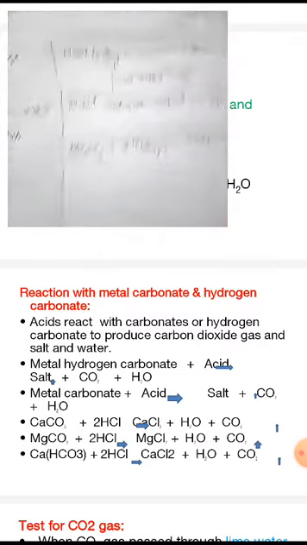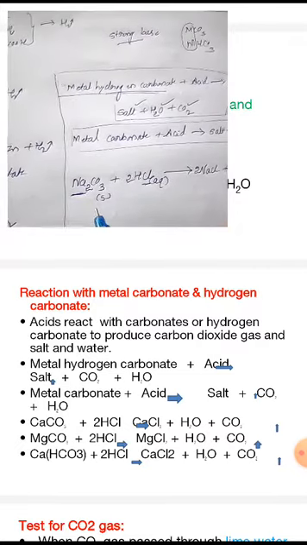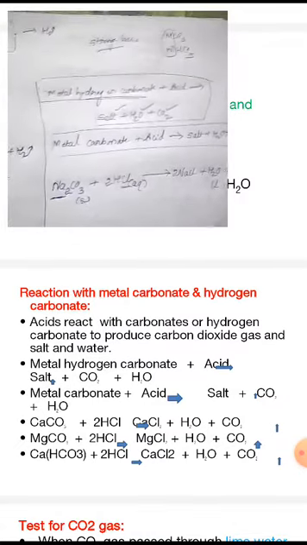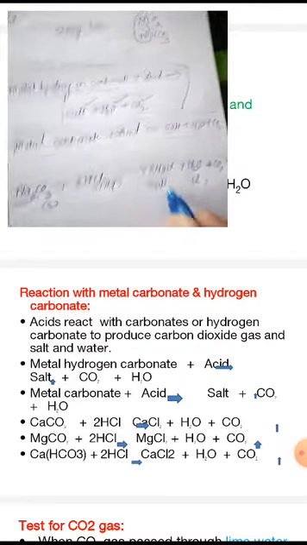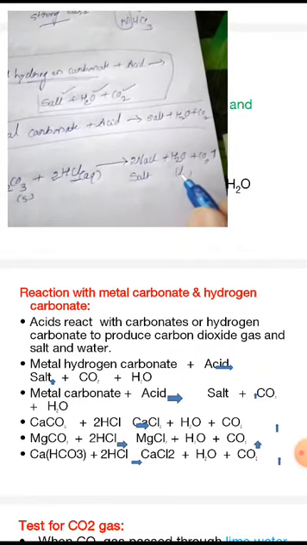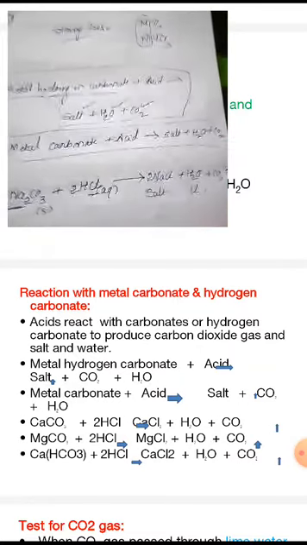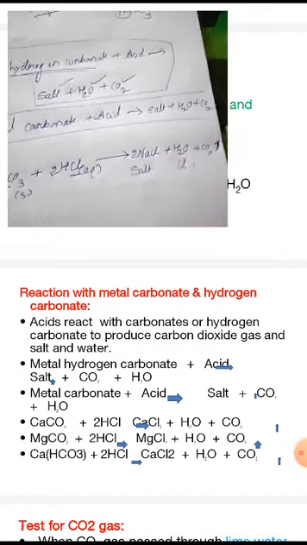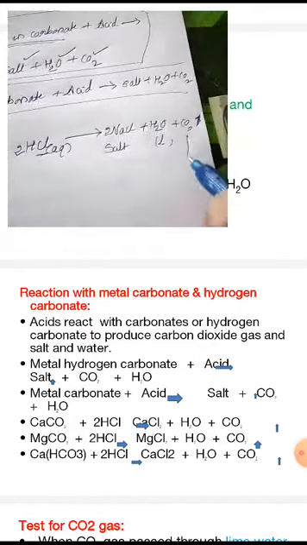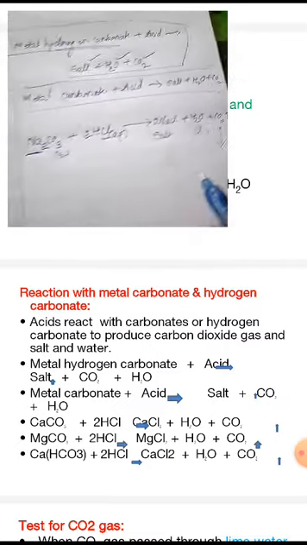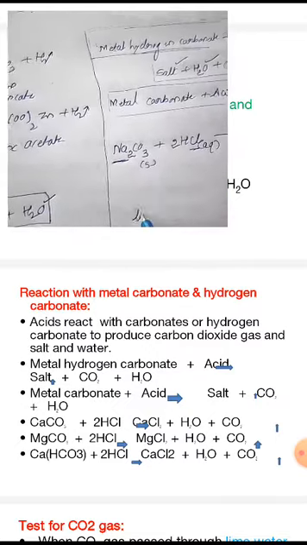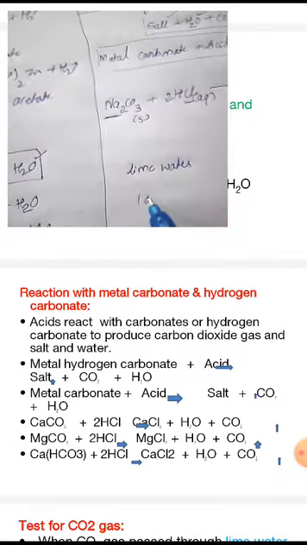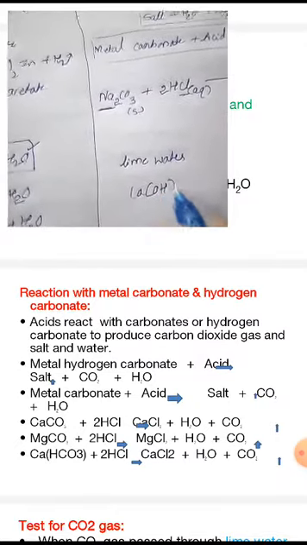So like that, whenever a metal carbonate reacts with acid, it produces salt, then release of water molecules, and it produces carbon dioxide gas. How can we know whether the released gas is carbon dioxide only? To test this, we pass the released carbon dioxide gas through lime water. You learned in the first chapter, lime water means calcium hydroxide. It is a base.